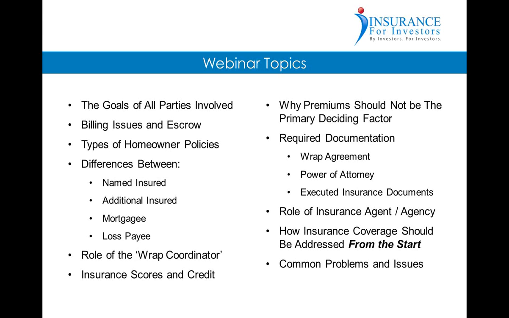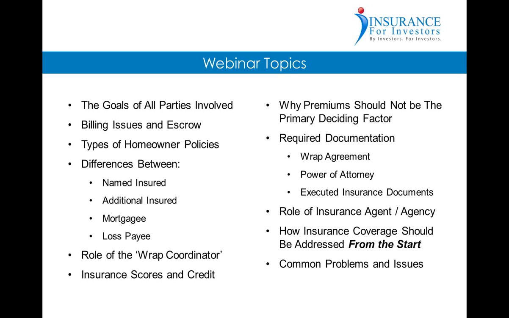Now, today, this webinar may be a little bit long, but we're going to cover a number of topics specific to wraparound mortgages, one of which is the goals of all parties involved, billing issues and escrow, types of homeowner policies, and the differences between named insureds, additional insureds, mortgagees, and loss payees. We're going to talk about the role of the WRAP coordinator, which is a relatively new term we've come up with. Insurance scores and credit, and how they affect insurance premiums and your buyer's ability to get insurance. Why premiums should not be the deciding factor in purchasing an insurance policy. We all know that they're a factor, but they should never be the deciding factor, and we'll go through the reasons why.